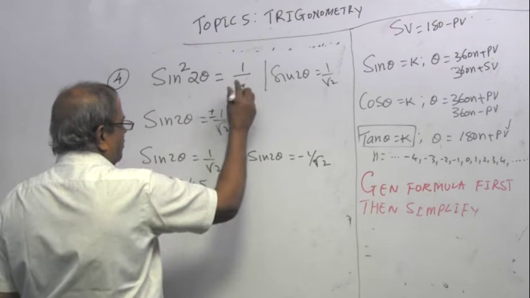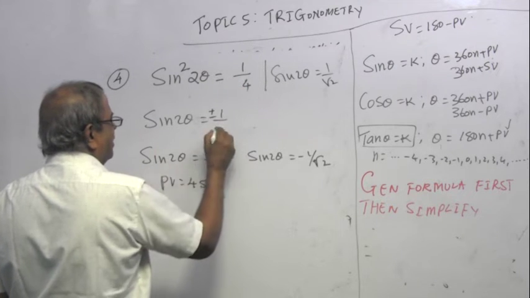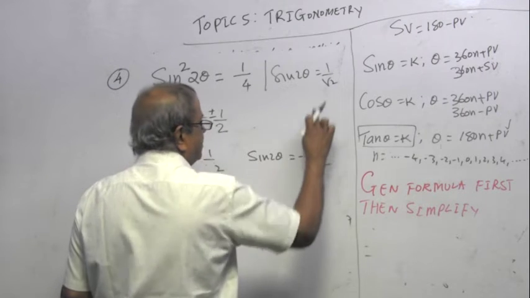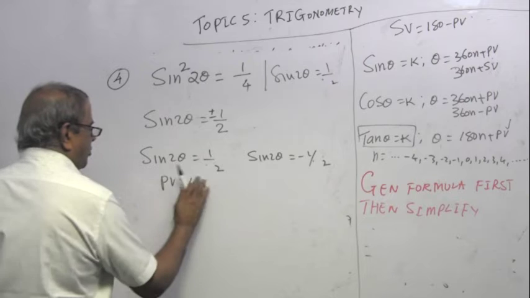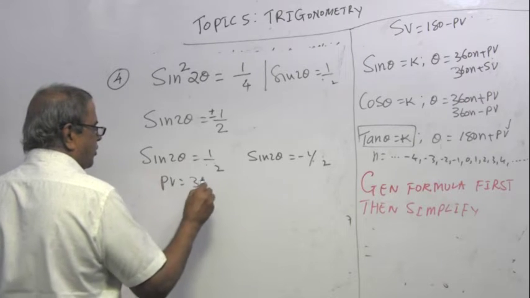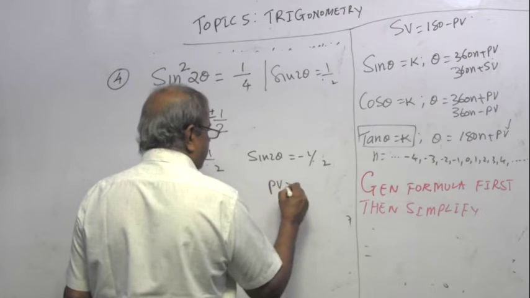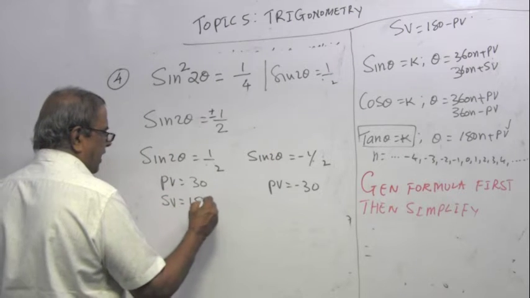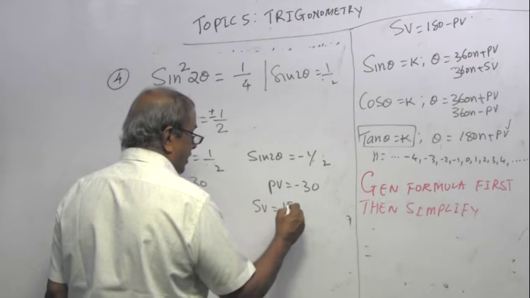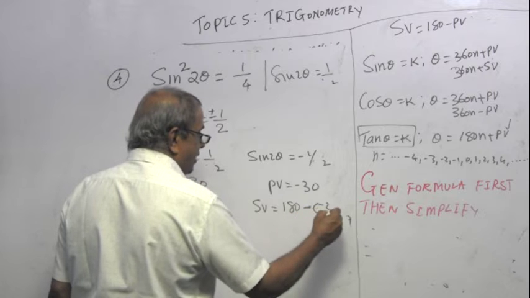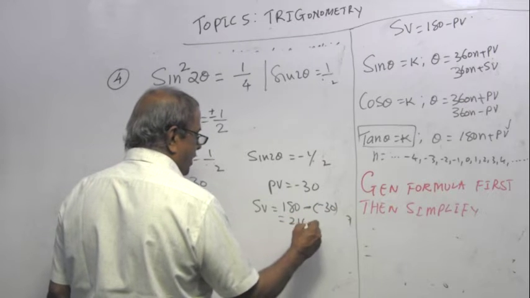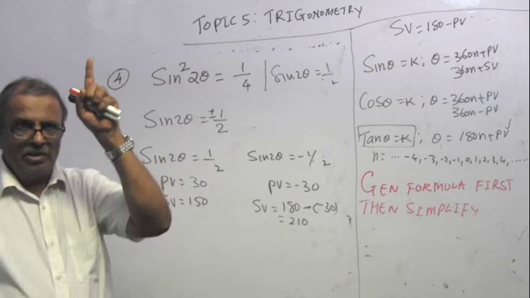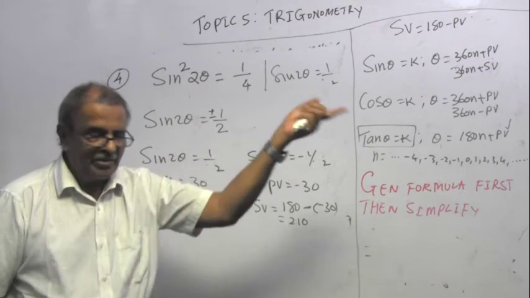Let me make it 1 over 4. You know why? Because I don't want decimals. 1 over 2. So that's a 2. That's a 2. Right? So PV is 30. If you look at the calculator, PV is minus 30. It is a sine, so SV is 150. SV is, that's good, 180 minus 30, which is 210. You need to be careful, it's not 180 minus 30 there.